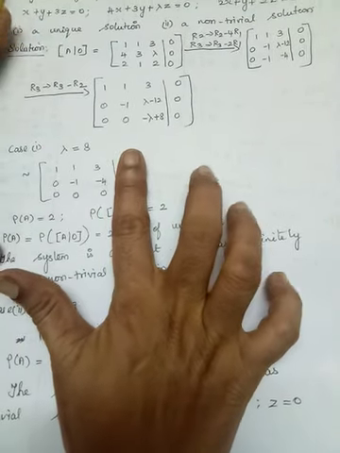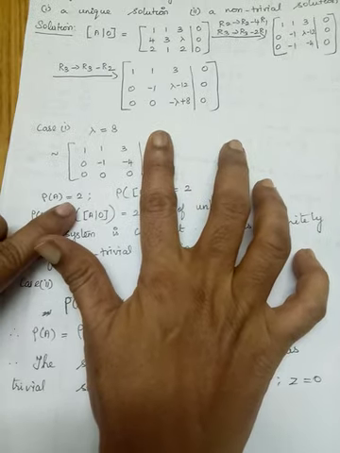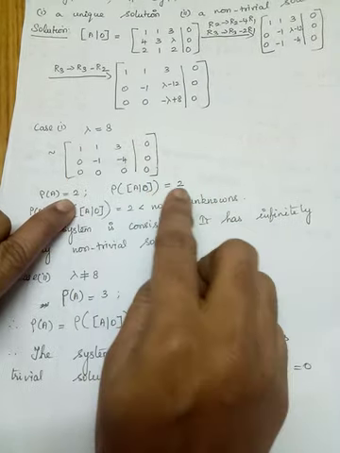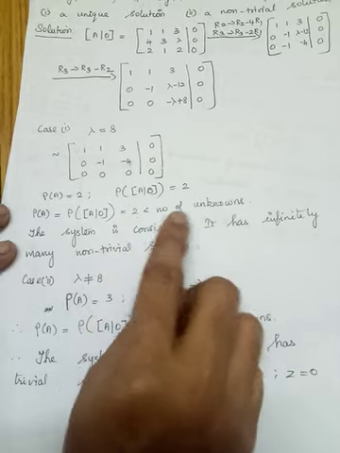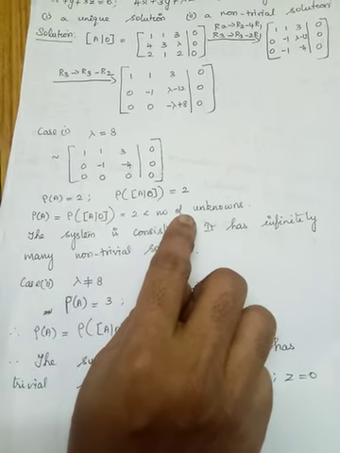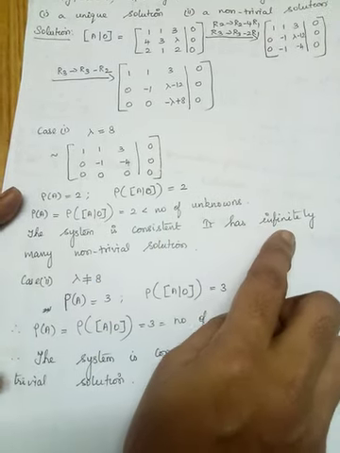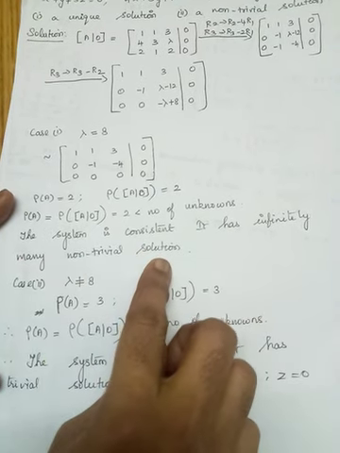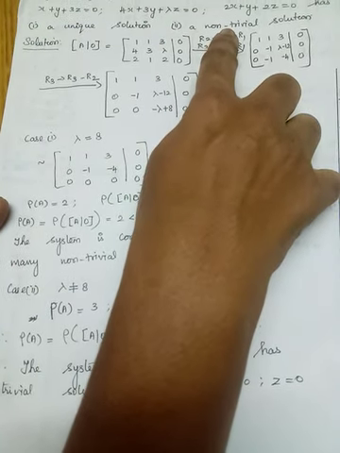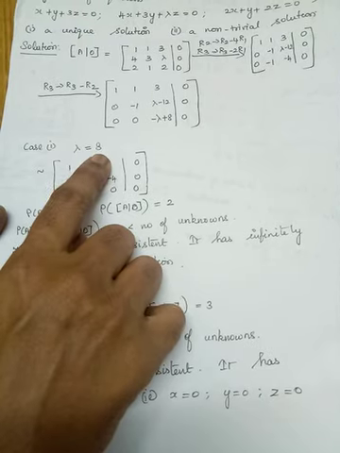Now by hiding the fourth column, the rank of A is equal to 2. So the rank of the whole matrix is equal to 2. 2 is less than the number of unknowns. So less than means the system is consistent. It has infinitely many non-trivial solutions. So we get a non-trivial solution when lambda is equal to 8.